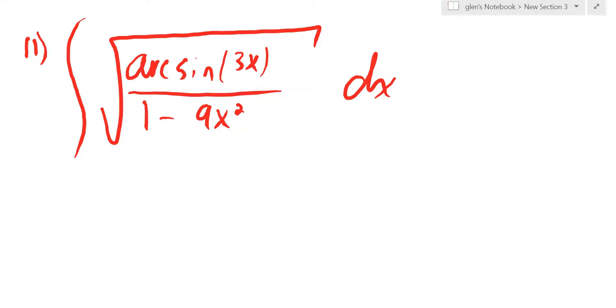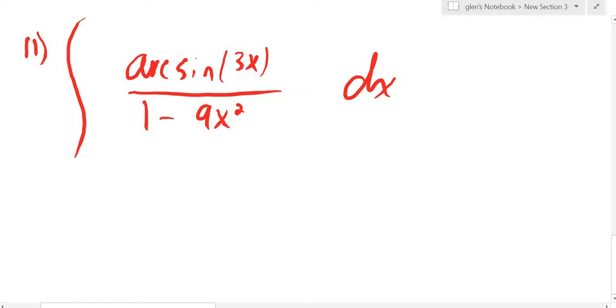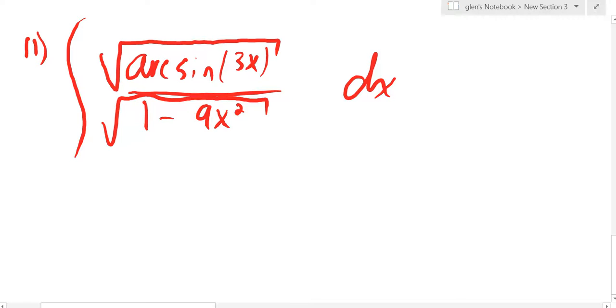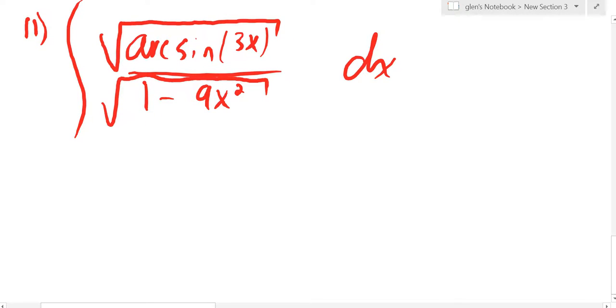Okay? The tricky part of this, what makes this look so nasty, is the square root is over the entire fraction. But remember we said if you take the square root of a fraction, that's the square root of the numerator divided by the square root of the denominator. So we can just rewrite this a little bit. I know you can't erase yours, but you can rewrite it like this. Is that okay?